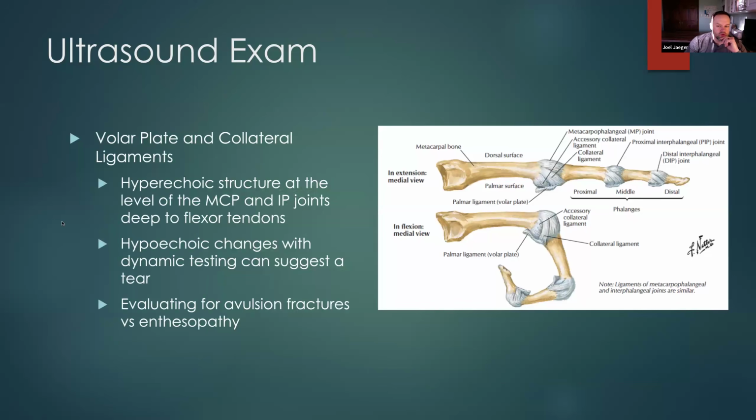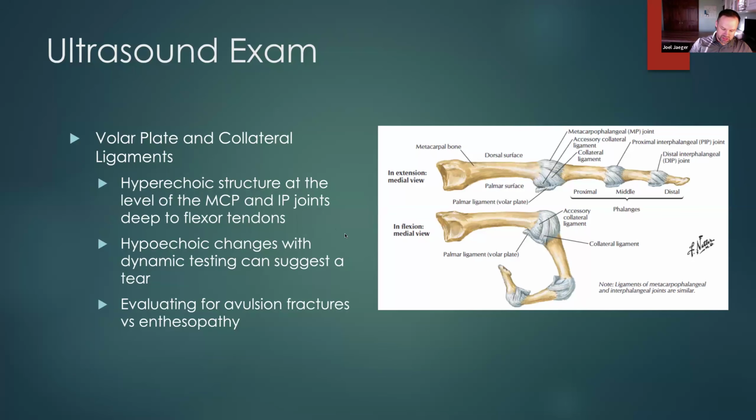Okay, so now moving on to our volar plate and our collateral ligaments. These are going to be deep to our flexor tendons, and they're going to be sitting over our MCP and IP joints. This is a tough, fibrous ligamentous structure that is incorporated into the capsule. So it has a ligamentous attachment proximally with a capsular attachment distally. This is going to appear as a hyperechoic structure overlying the joint space. It's going to be deep to the flexor tendons.